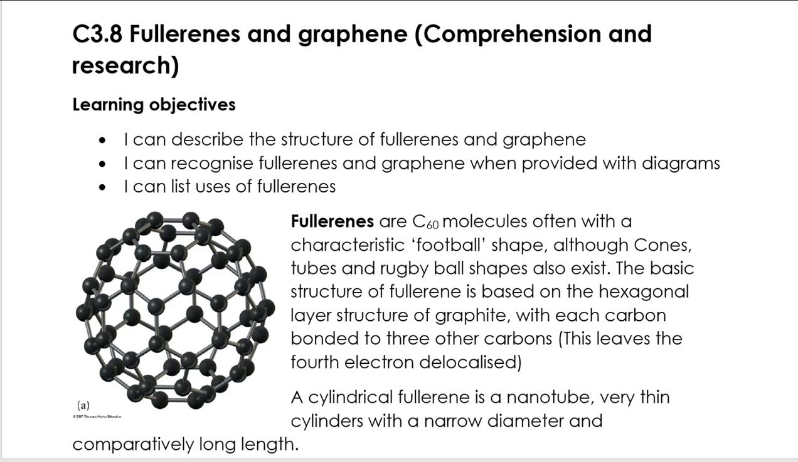So within here, we're going to look at the structure of fullerenes and graphene. We need to be able to recognise them by looking at the diagrams, and we need to come up with some uses of them. And we can see here lots of information. Fullerenes, we've got a C60 molecule here on the left in a football shape, but you can get them in other shapes as well. So you might see cones or rugby ball shapes, etc.